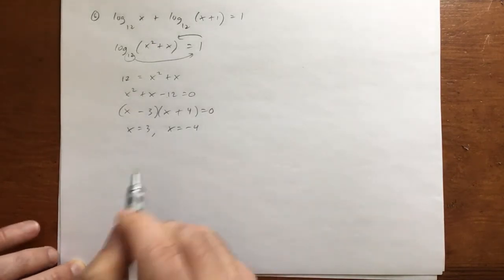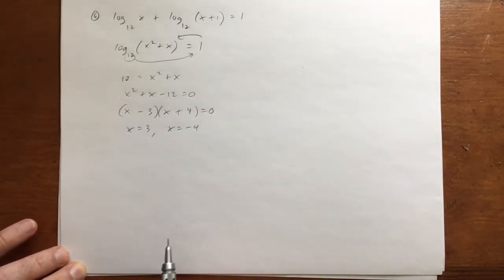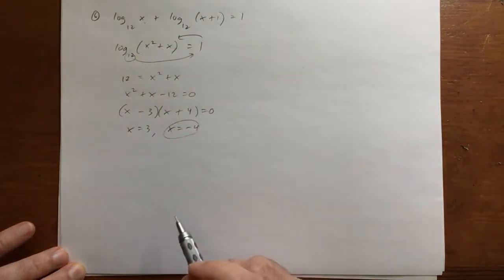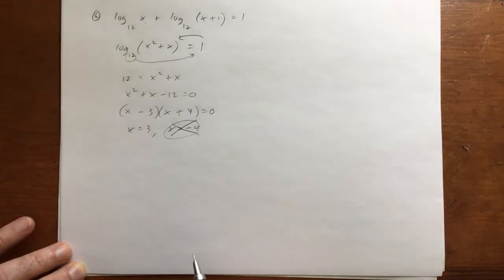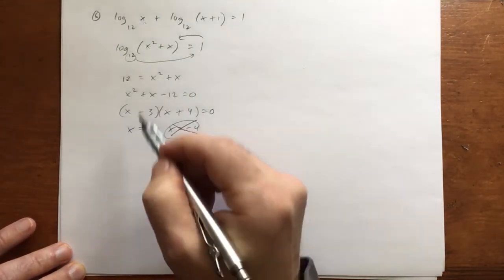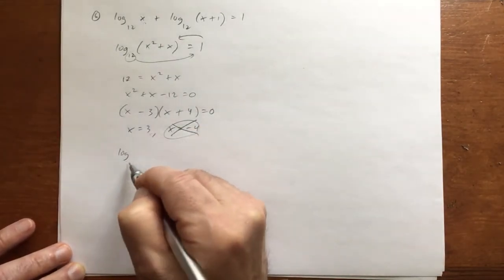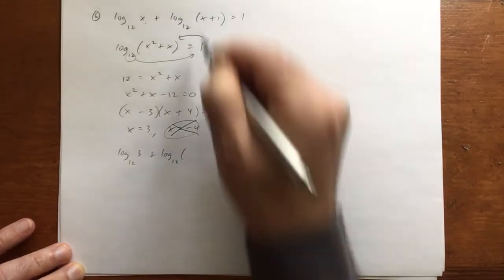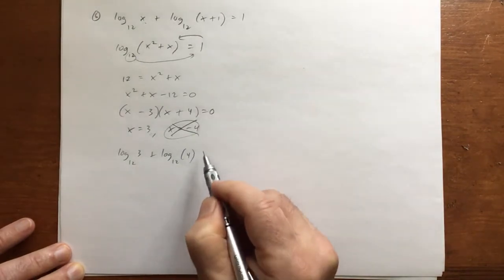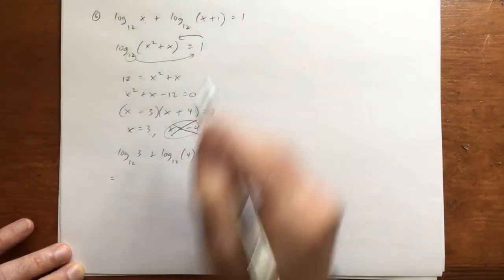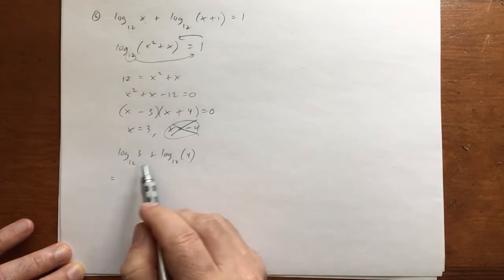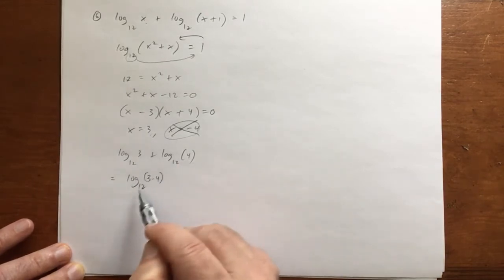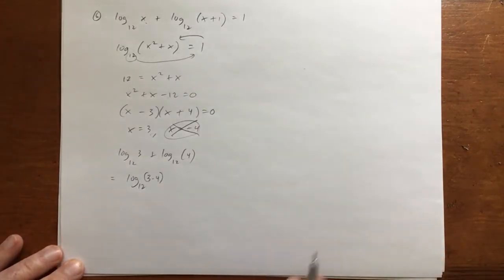But don't forget, every time we've been doing this, we've been checking. And immediately I see if I try to put a -4 in here or here, I have a negative inside a logarithm. So the only one I'm going to check is this. So 3 plus 1 is 4. Okay, I'm hoping that this will equal 1 in the end. I'm going to multiply these together inside one logarithm, and I get log base 12 of 12, which is 1.